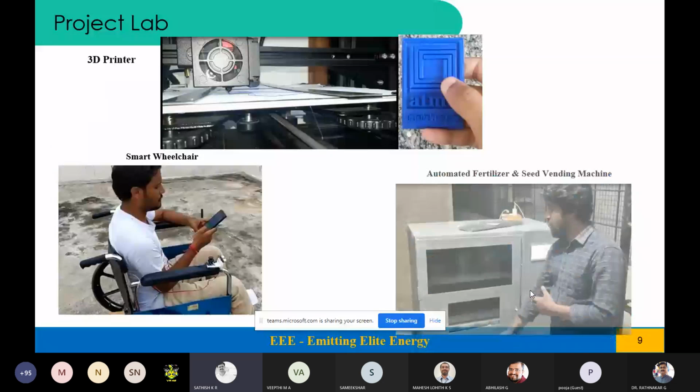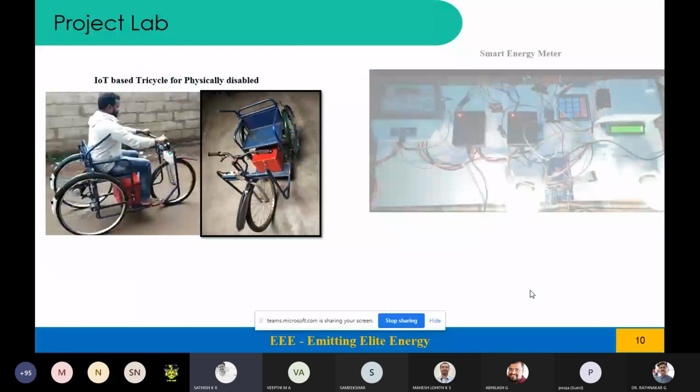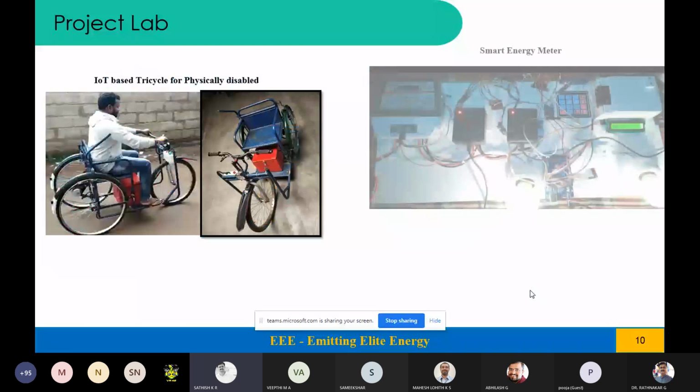These are the 3 projects from 1920 which have been approved by the KCST also. That is a 3D printer, smart wheelchair, as well as automated fertilizer and seed vending machines. These are some of the project pictures shown here.